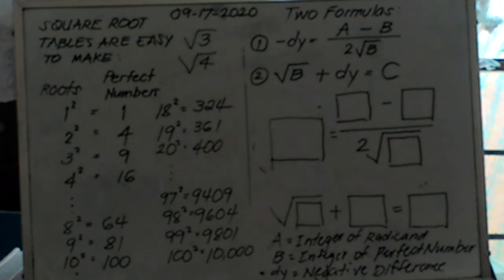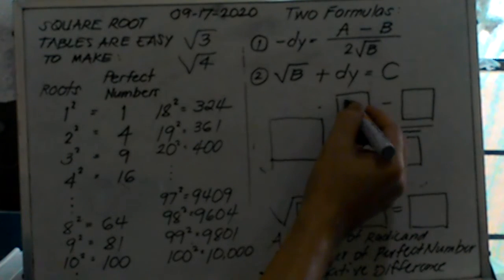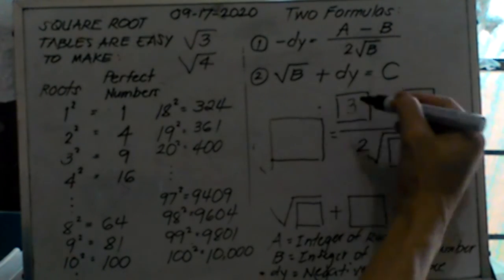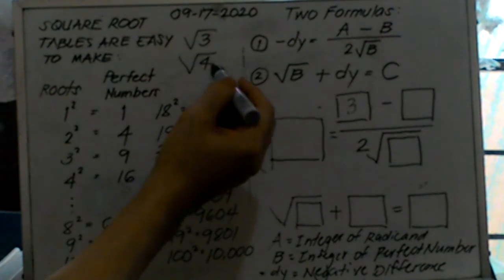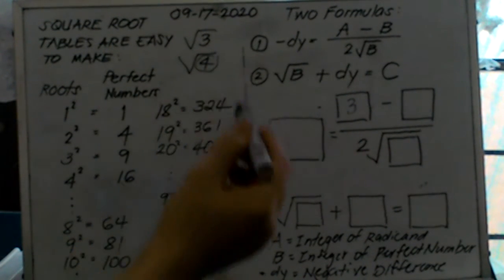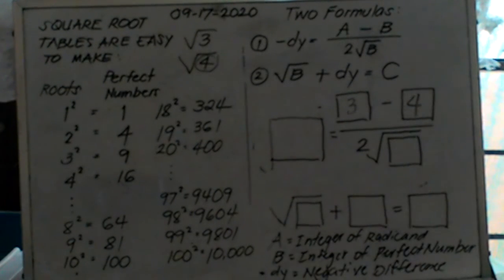So A stands for the integer of the radicand in question, which is 3. Thus, I would put 3 here. And B stands for the integer of the perfect number. So I will take the integer of this one, the perfect number, and put it here. Alright?